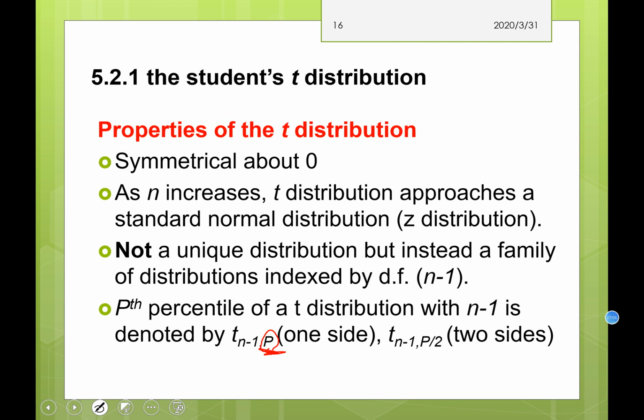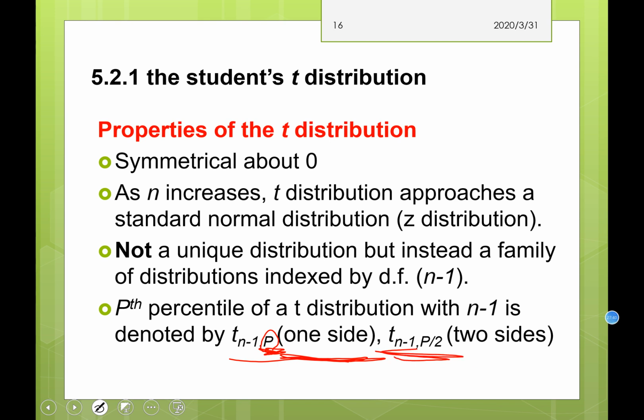So we find that we need to know two numbers of the t-distribution, and then we can find the exact t value. This is used for one side. That means the P, the area under the curve, is on only one side, left or right. But when we are talking about the area under the curve on two sides, we need to use this one.